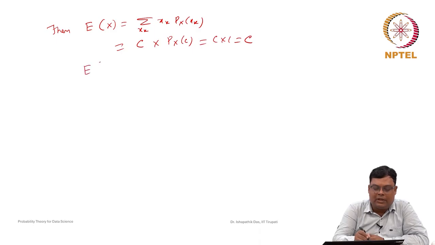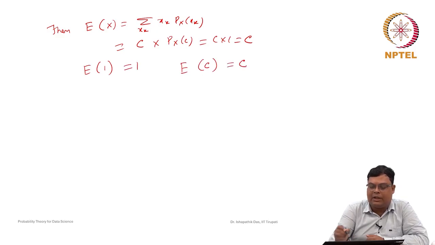So, whenever we say the expected value of 1, what is 1? You can think of it as a constant random variable taking the value 1 with probability 1, so it is nothing but 1. So, for any real number c, the expected value of c will be c.